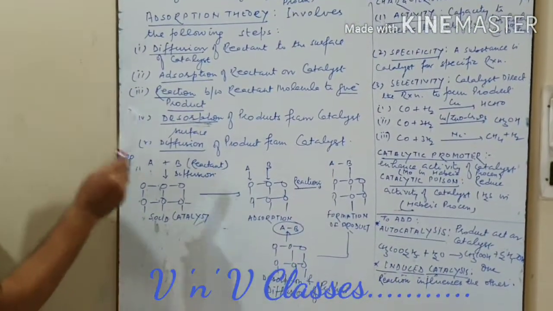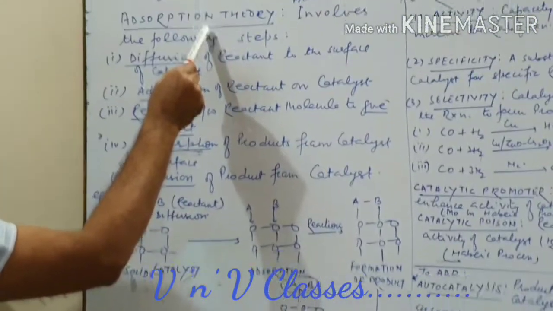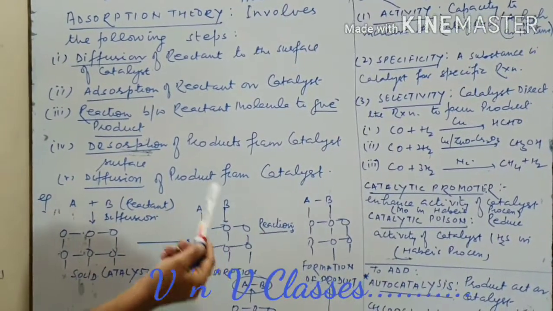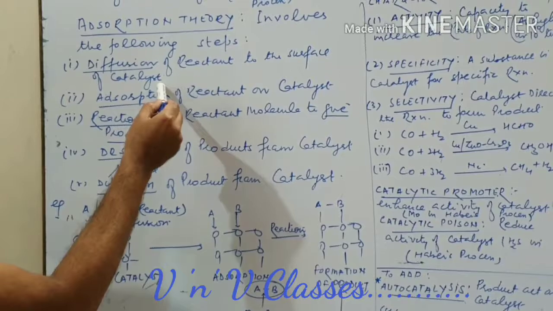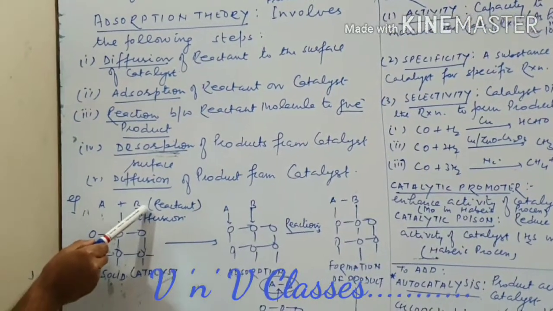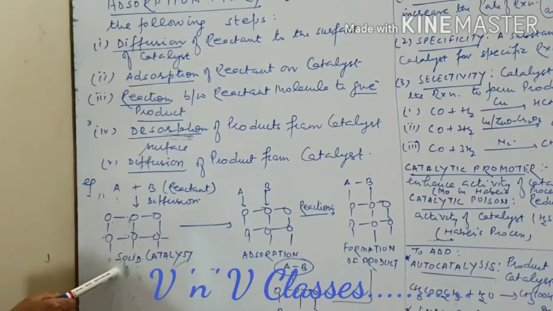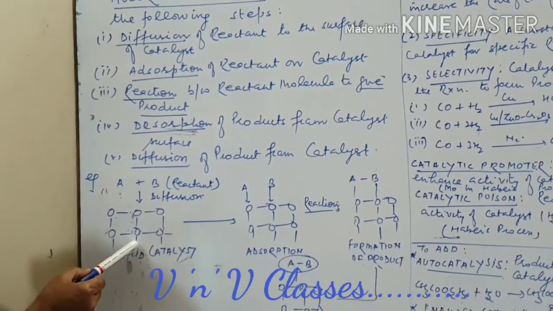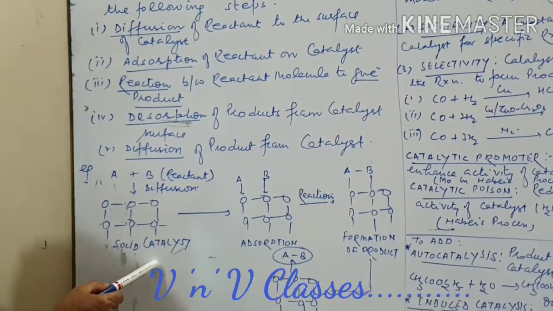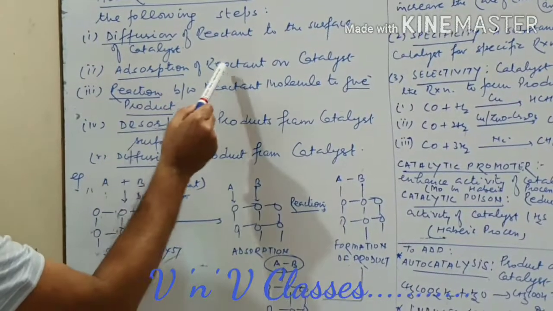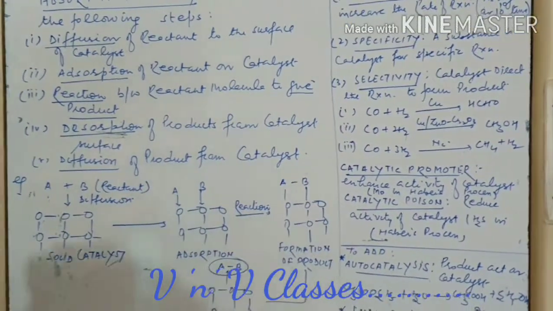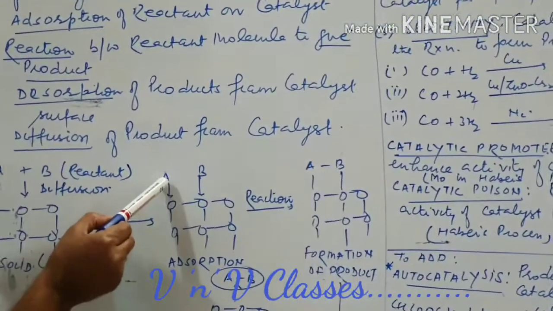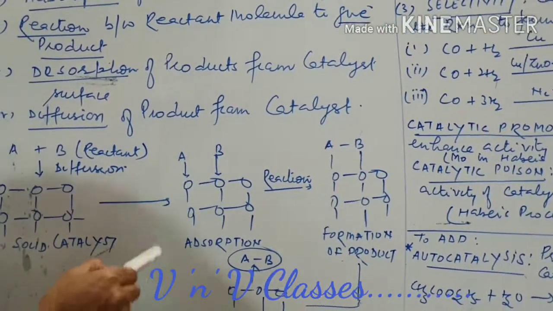You first see the very first step. According to adsorption theory, the reactant, mostly gases but it may be liquid also, diffuses towards the surface of the catalyst. This is diffusion of reactant towards the solid catalyst. For example, A and B are gases and they diffuse towards the surface of the solid catalyst. Second step, adsorption of reactant gases on the catalyst. On this solid surface, A and B reactants undergo the process of adsorption.